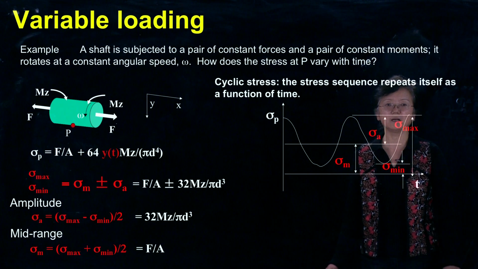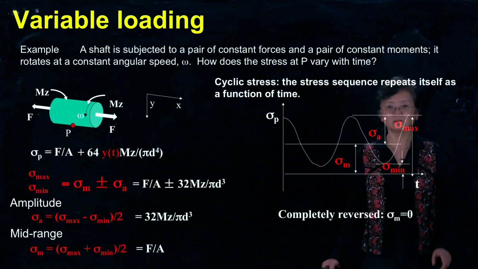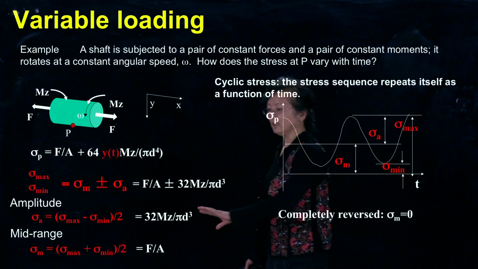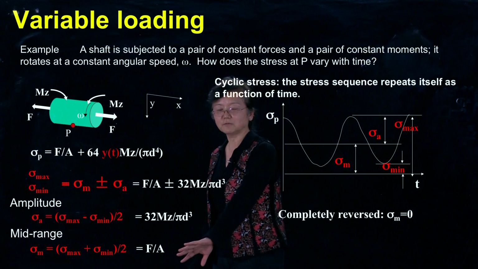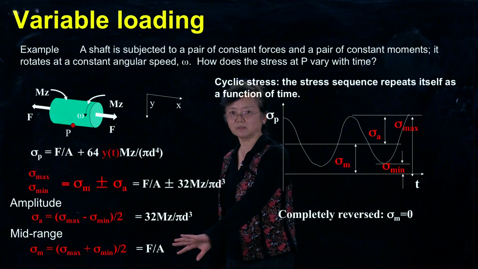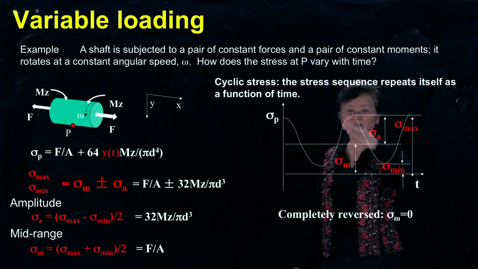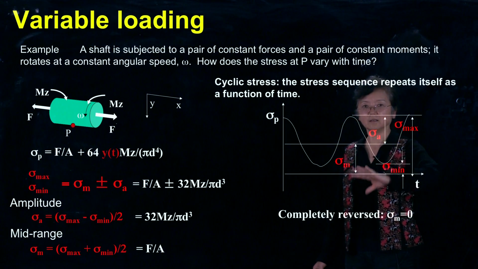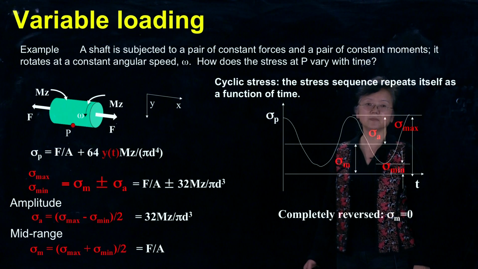We can also define 3 special cases. One is the completely reversed cycle. That means we do not have this constant force. If we do not have this force, then we do not have this constant stress. So then the stress cycle becomes completely reversed. The positive side and the negative side become equal.